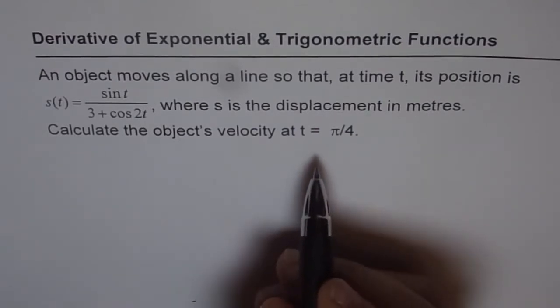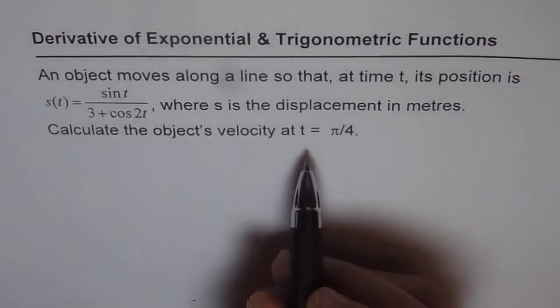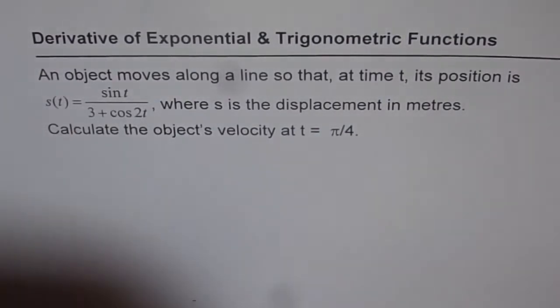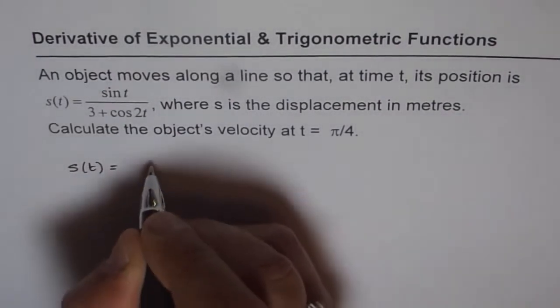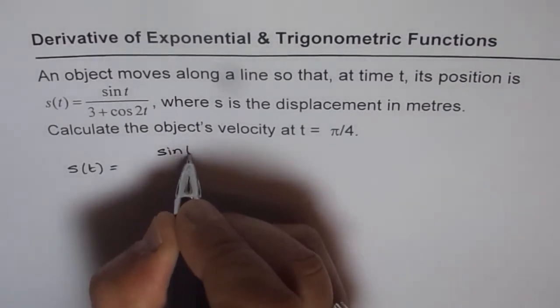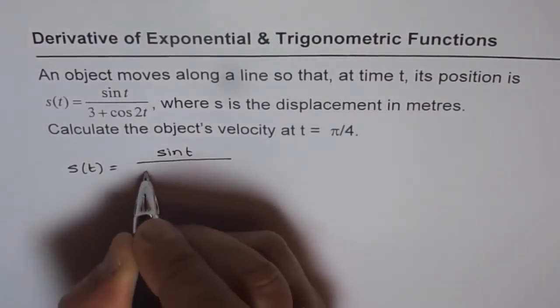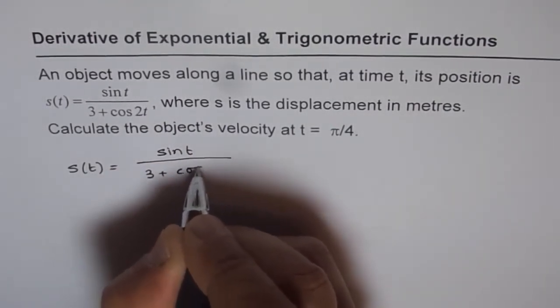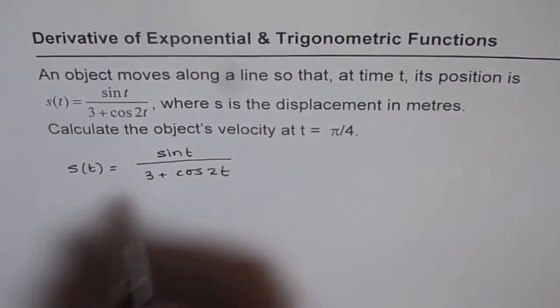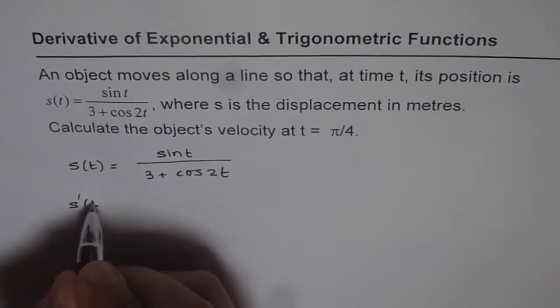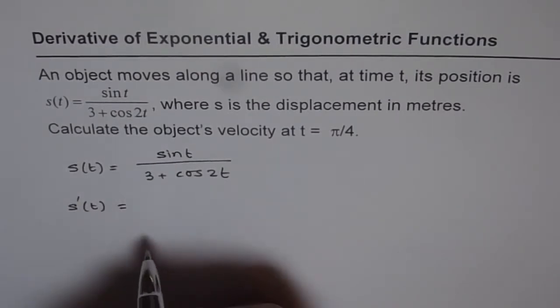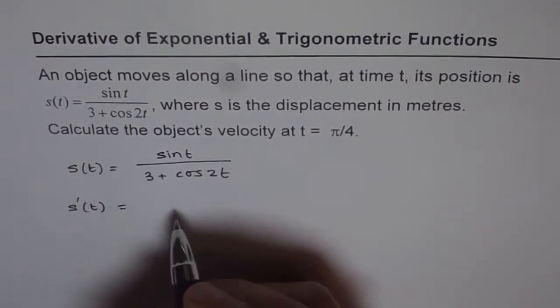Now velocity means derivative of displacement, right? So let's find the derivative of the given function. The function given to us is s of t equals sine t over 3 plus cos 2t. Now for the derivative we will use the quotient rule. So the derivative s dash t is also equal to the velocity, right? So we'll use the quotient rule.